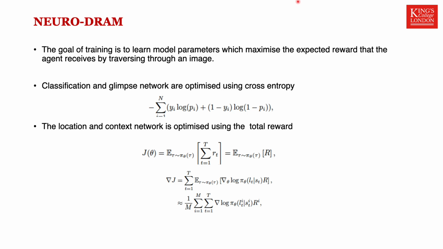Because the objective of this approach is to maximize the expected reward that the agent, in this case the LSTM or the recurrent neural network, receives by traversing an image, the classification and the glimpse network are being optimized for cross entropy, because obviously you want the classification to be correct, and you want the glimpse network to glimpse at the right parts of the image, which are of relevance. And the location and the context that is extracted are updated and optimized by the total reward.